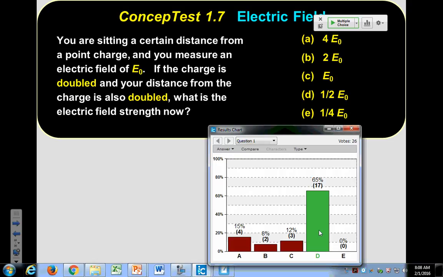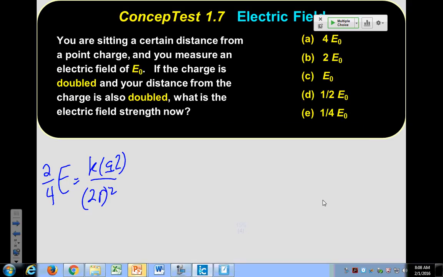No, that's not right, actually. So, let's see, E is KQ over R squared. I'm doubling the charge. I'm also doubling the distance, so I get a factor of 2 there. So what I get is a 2 over 4. So the actual, oh, it is D. I'm sorry, I thought that was E. Watch out, put E. Nobody put E. Yeah, it is D. It's 1/2. Good job.